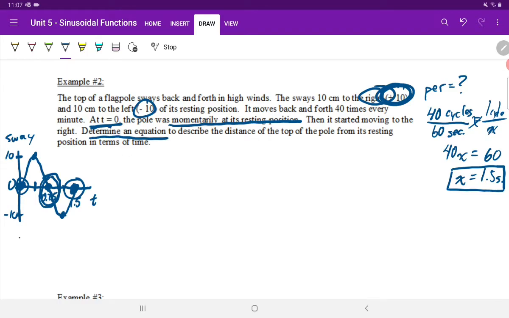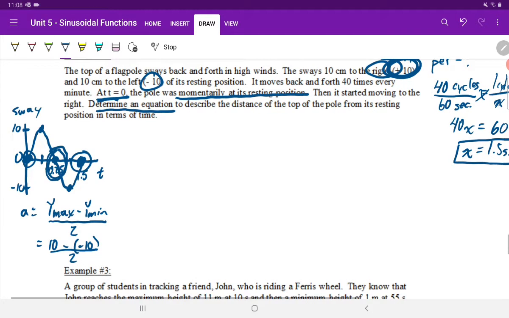So let's find A. My y max is 10, minus my y min, which is negative 10, and divide by 2. So A equals 10 plus 10. Remember, minus and a negative together is going to become plus. So 10 plus 10 divided by 2, well, that's just going to be 10. So my A is 10.